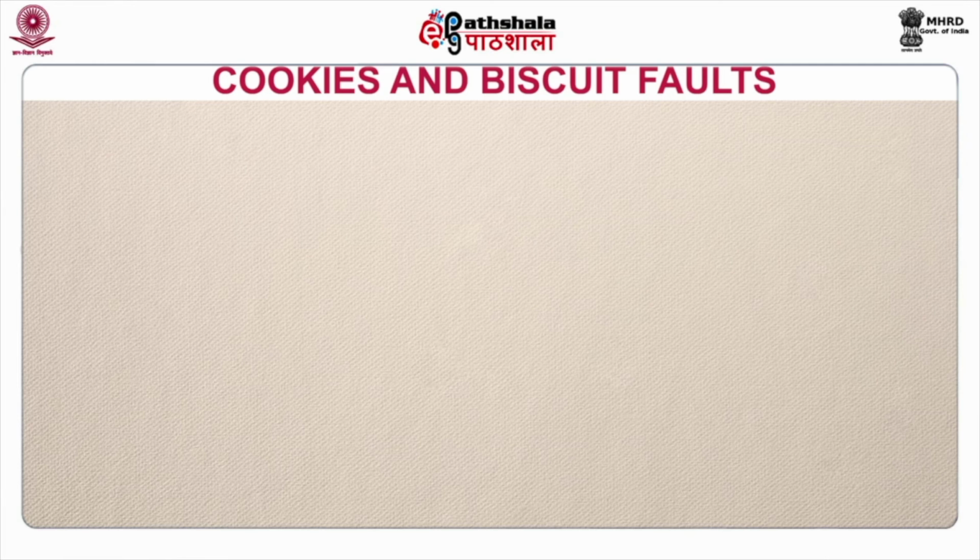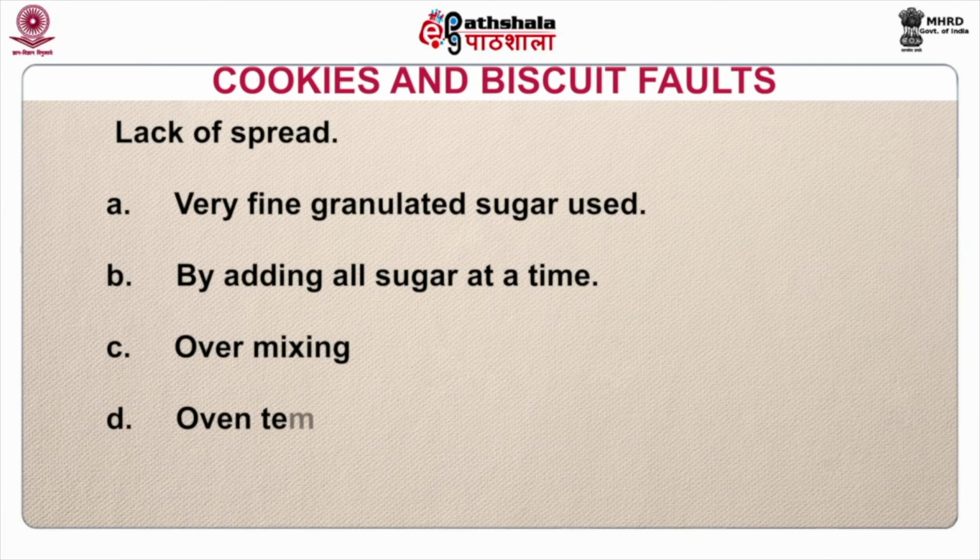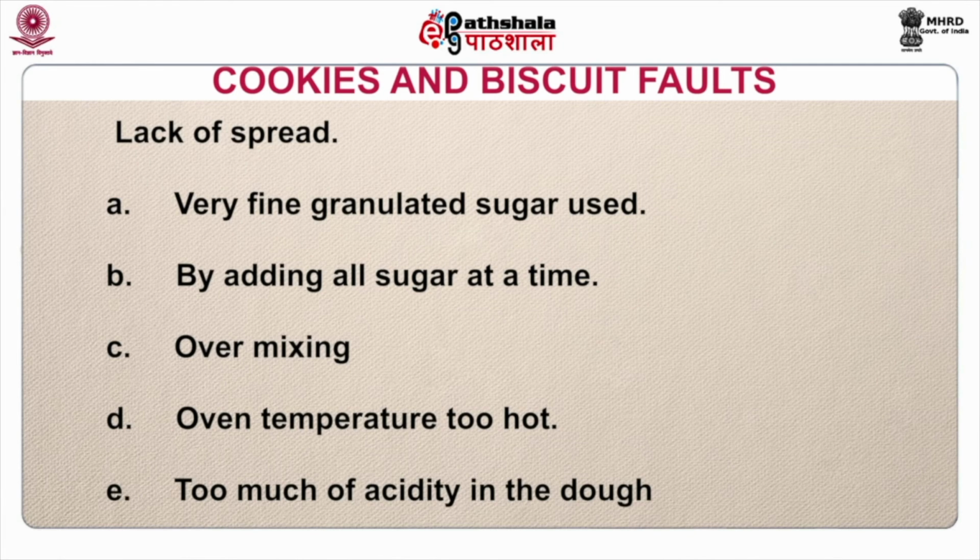Cookies and biscuit faults. Lack of spread: very fine granulated sugar used, or adding all the sugar at a time. Overmixing. Oven temperature too hot. Too much acidity in the dough.